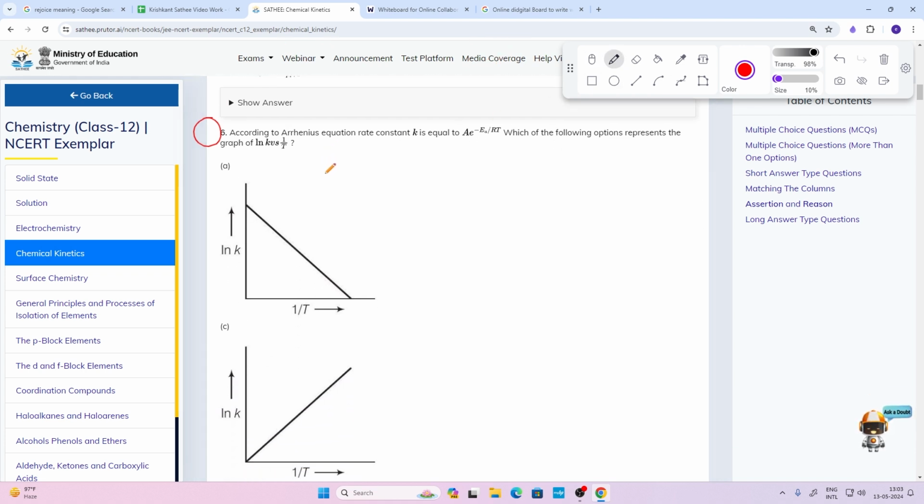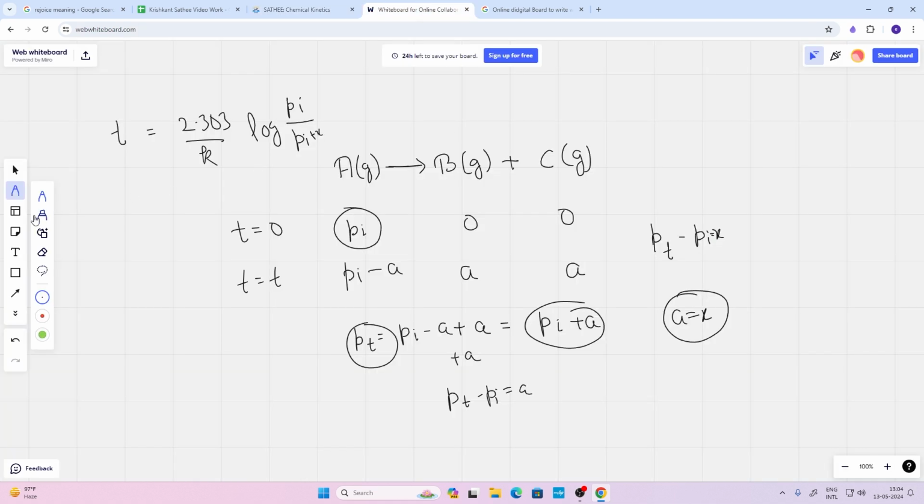According to Arrhenius rate, K is equals to A e to the power minus E by RT. We know this. K is equals to A e to the power minus E by RT. Now, which of the following options represents ln K versus 1 by T graph? So which graph we need? ln K versus 1 by T. So how will you draw it?